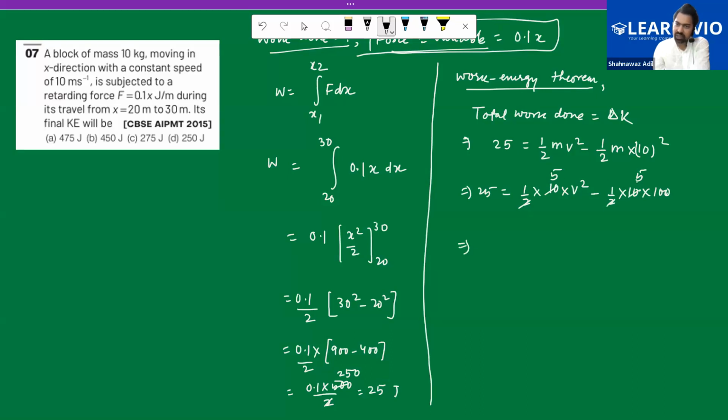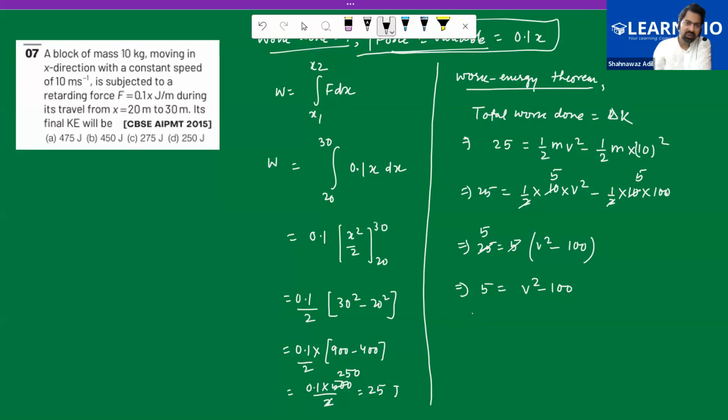And we can take out this 5 common. So this 5 is common. This is v square minus 100. So this is 5. So how much is this thing? This is 5 and v square minus 100.